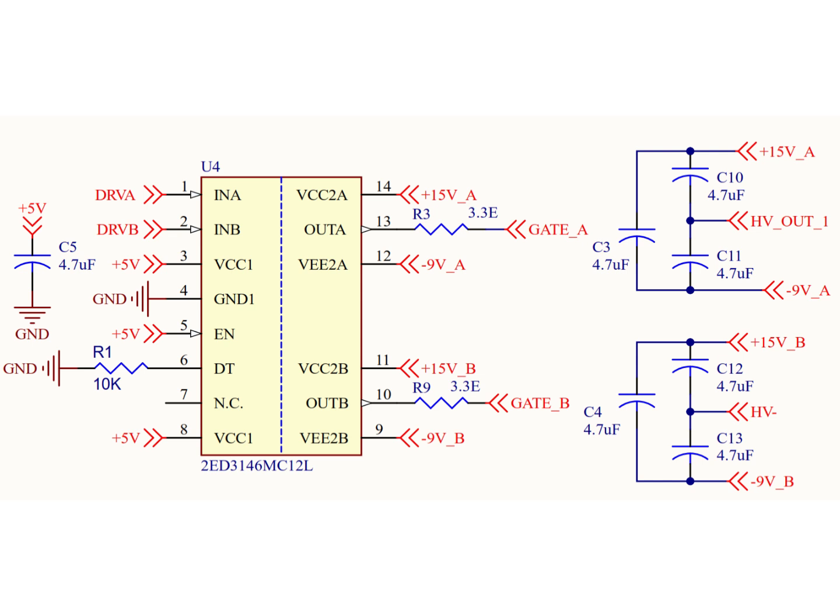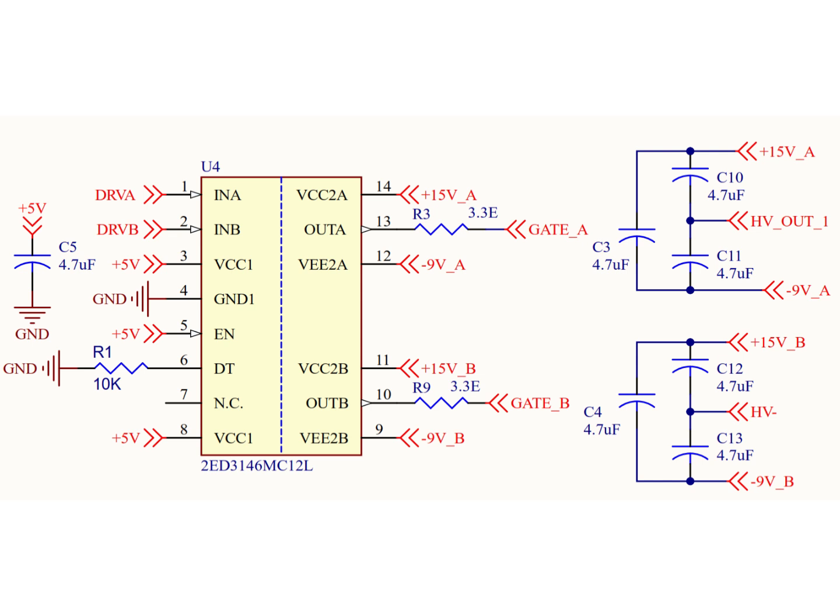Now moving across the isolation barrier, we enter the power side of the gate driver. Each gate driver channel has its own isolated power supply rails. For the upper device, the rails are labeled +15V_A and -9V_A, and for the lower device, +15V_B and -9V_B. Using asymmetric gate voltages is a deliberate design choice.